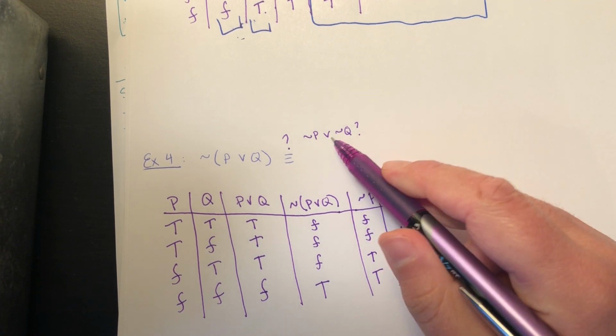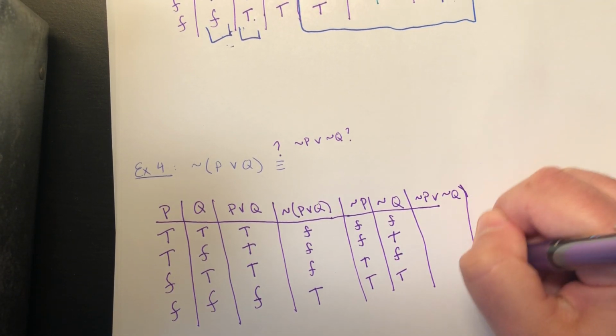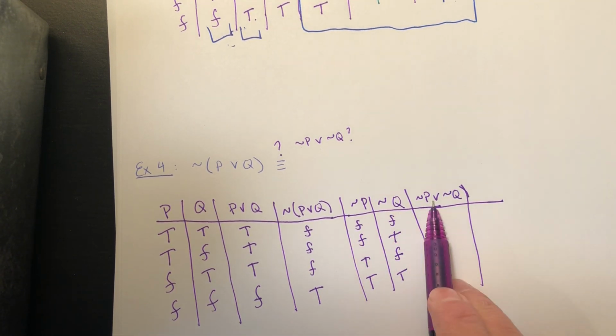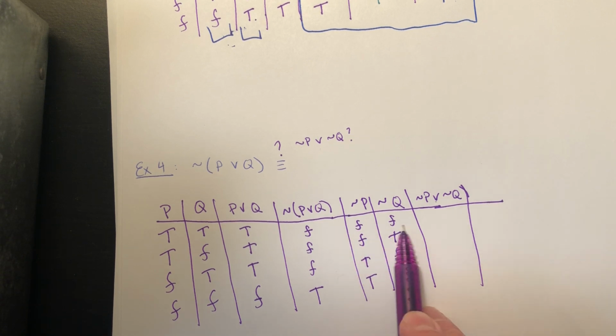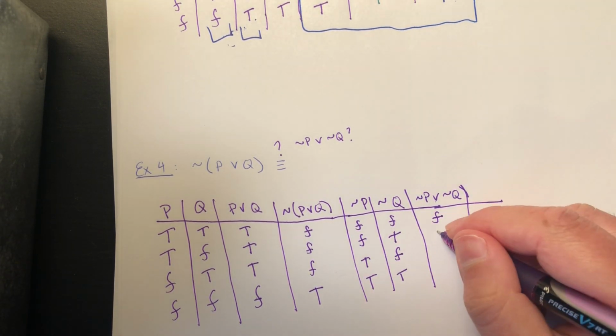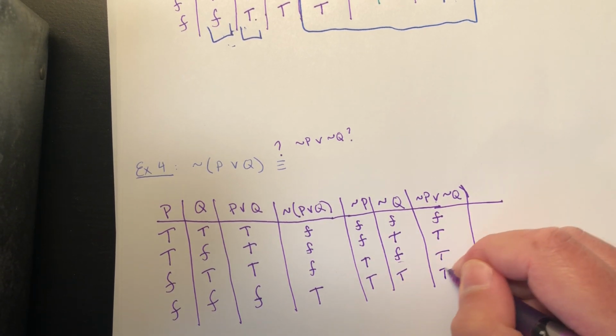And so not P or not Q is going to be the disjunction of these two columns here. So it's an or statement, so as long as at least one is true, the entire or statement is true. All right, in the first case, nope, not at least one is true, so this is false. But in the second case, true. In the third case, true. And in the last case, true.